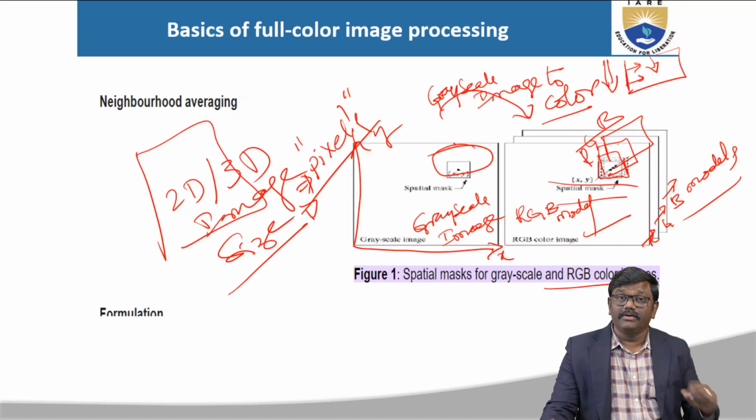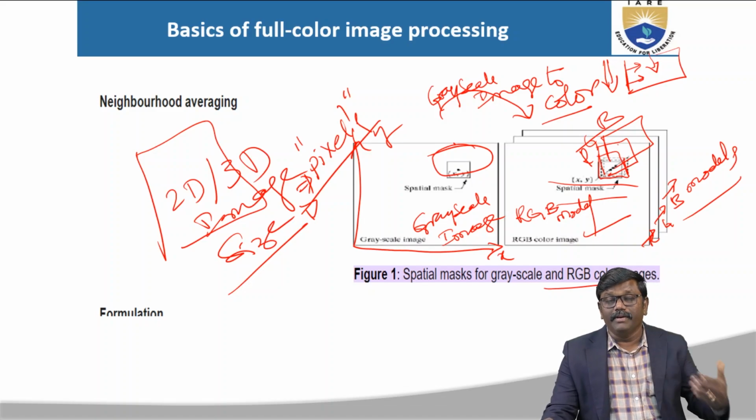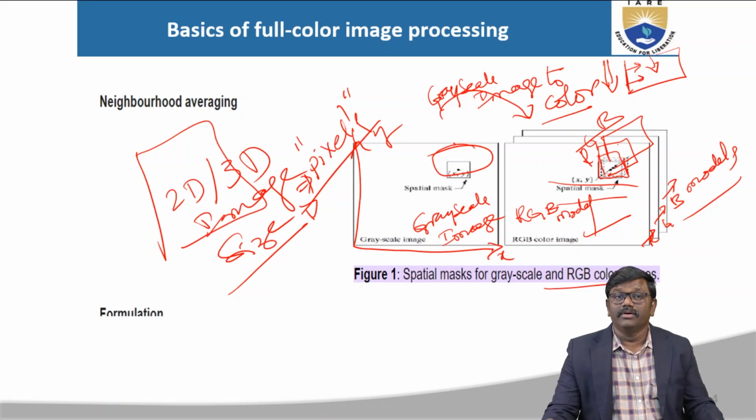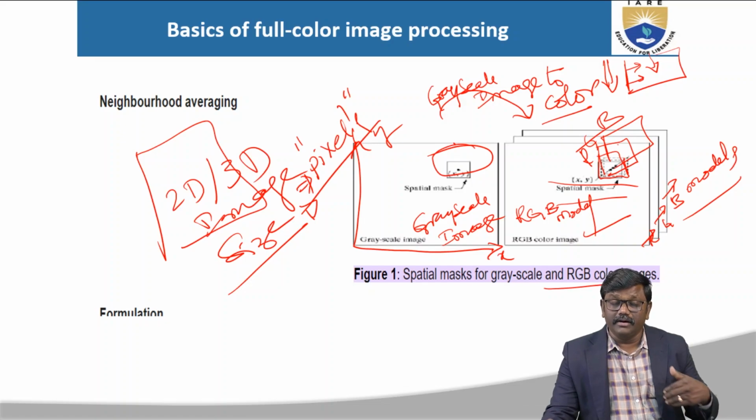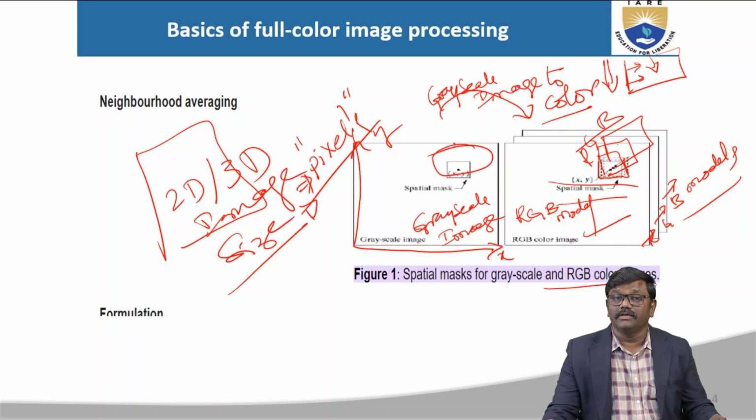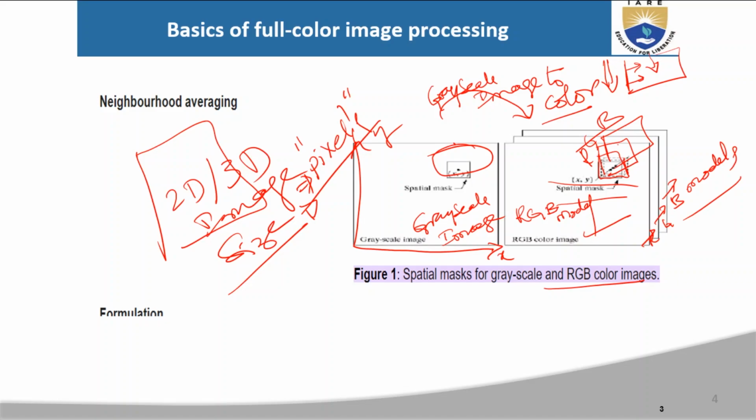Why do you want to do that? The major advantage of neighborhood averaging is that the redundancy of the pixels will be reduced, and while you are converting a grayscale image to a color image model, you are concentrating on much more quality of the image. That means your full color image processing gets better quality, and you avoid redundancy of the pixel values.